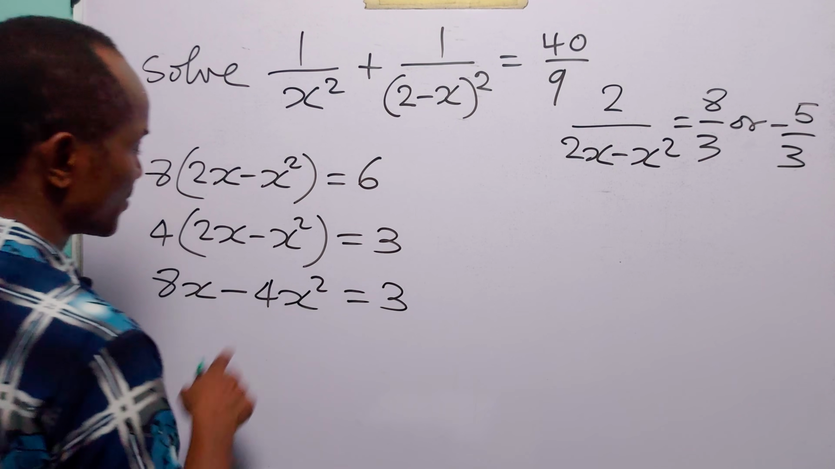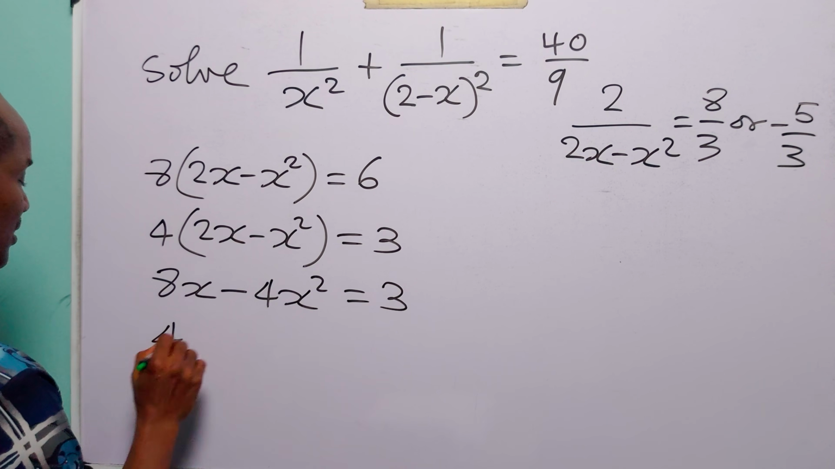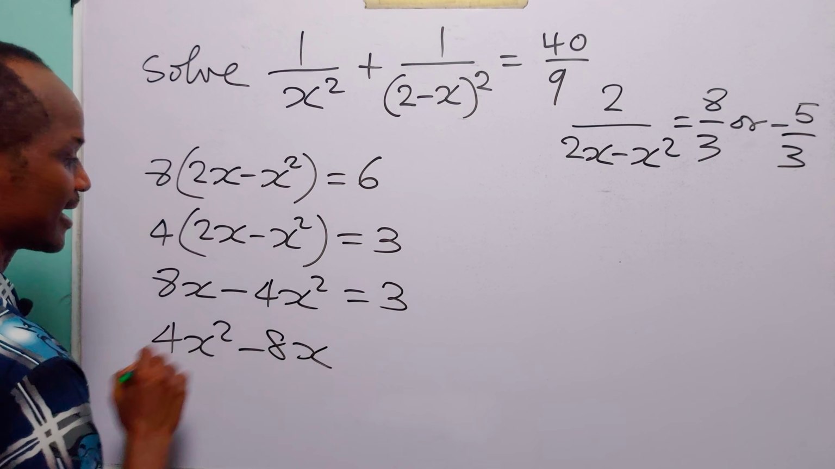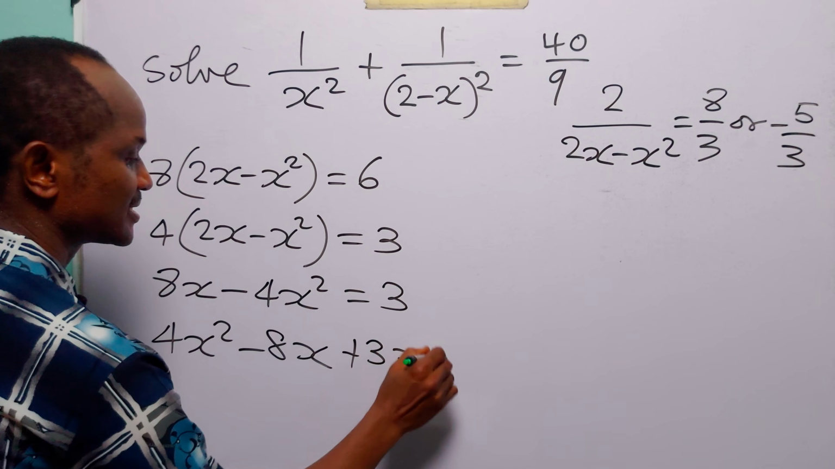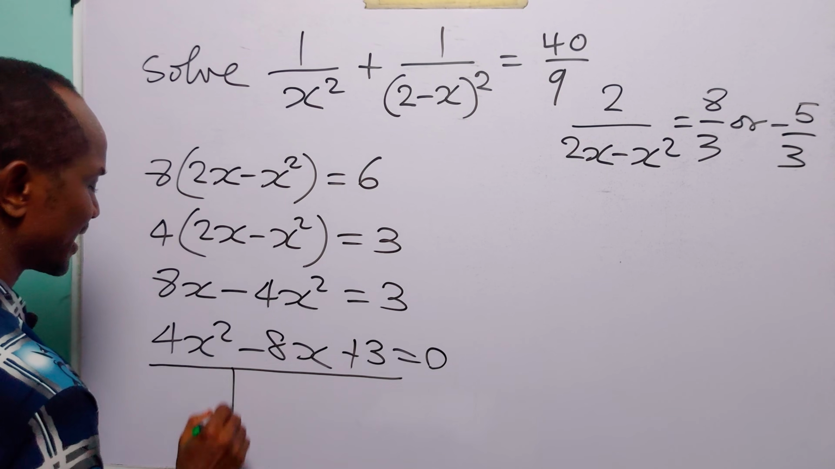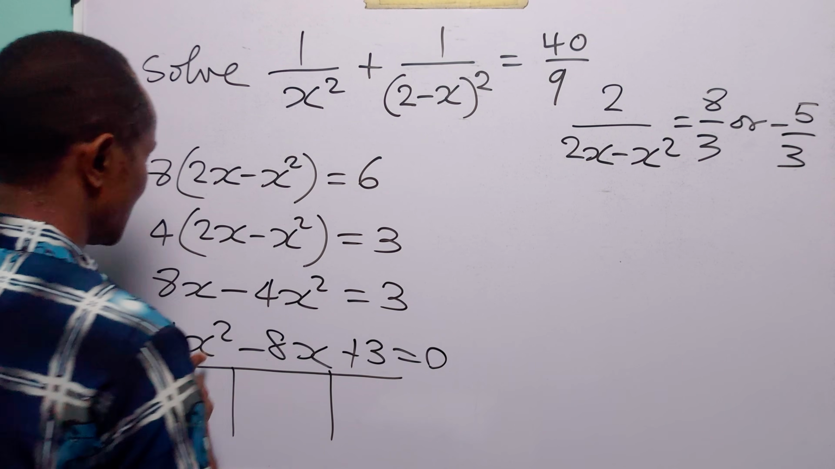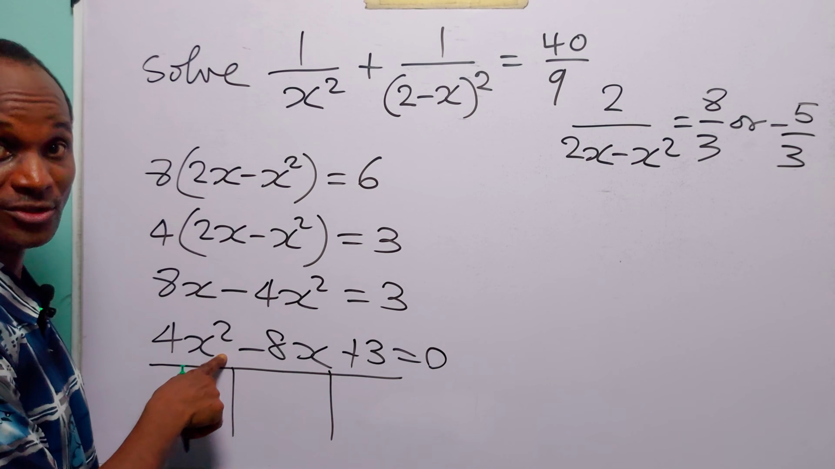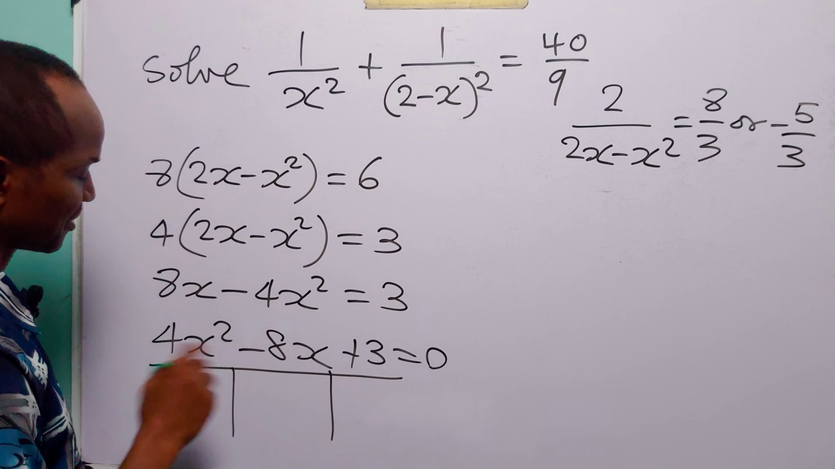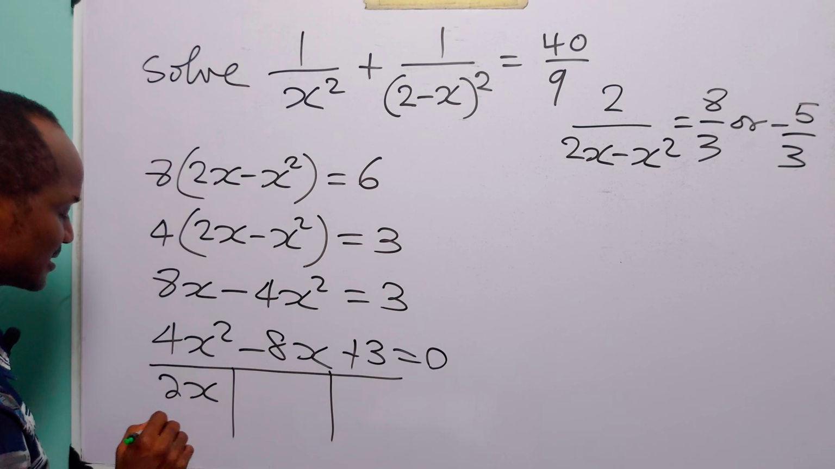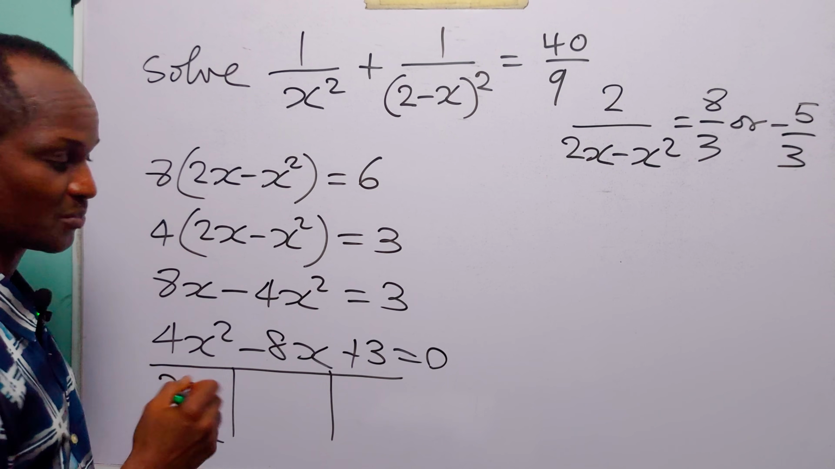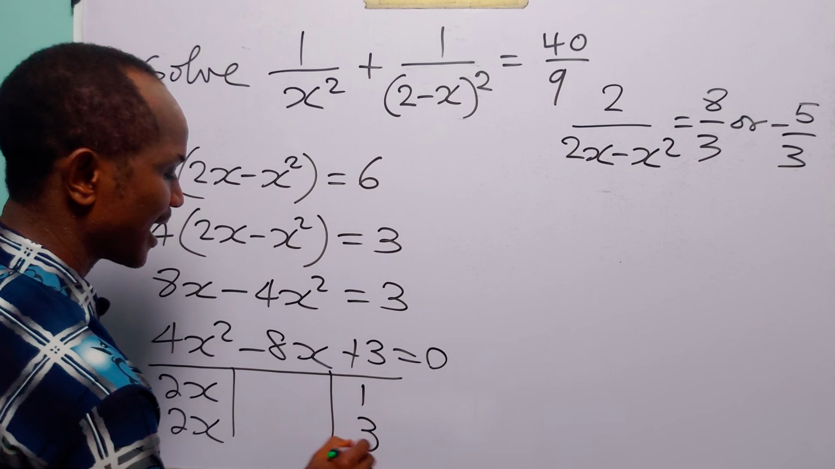Now, rearranging this equation, we have 4x squared minus 8x plus 3 is equal to 0. Now, we can solve this quadratic equation by factorization. The coefficient of x squared is not 1, so let us use the table method. What are the factors of 4x squared? Of course, we have 2x and 2x. What are the factors of 3? We have 1 and 3.